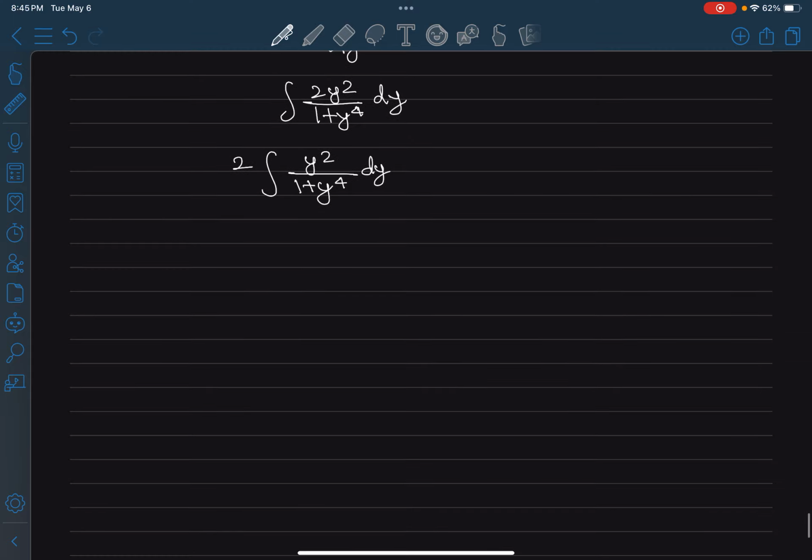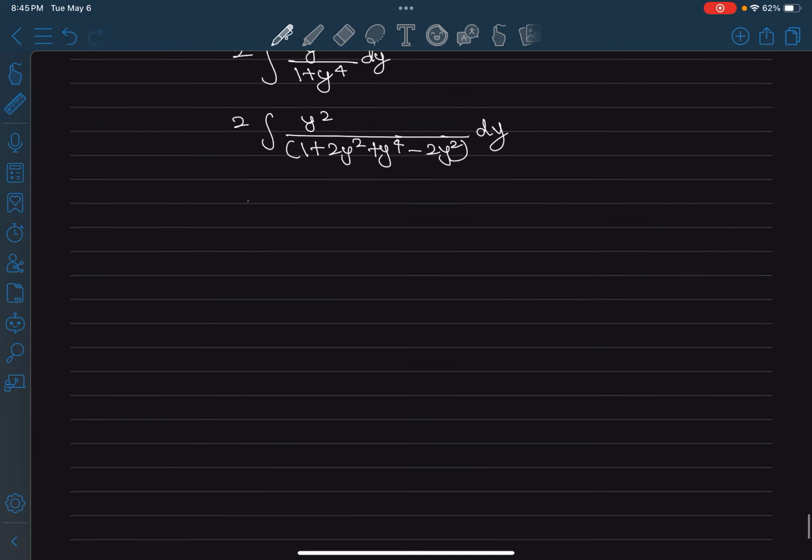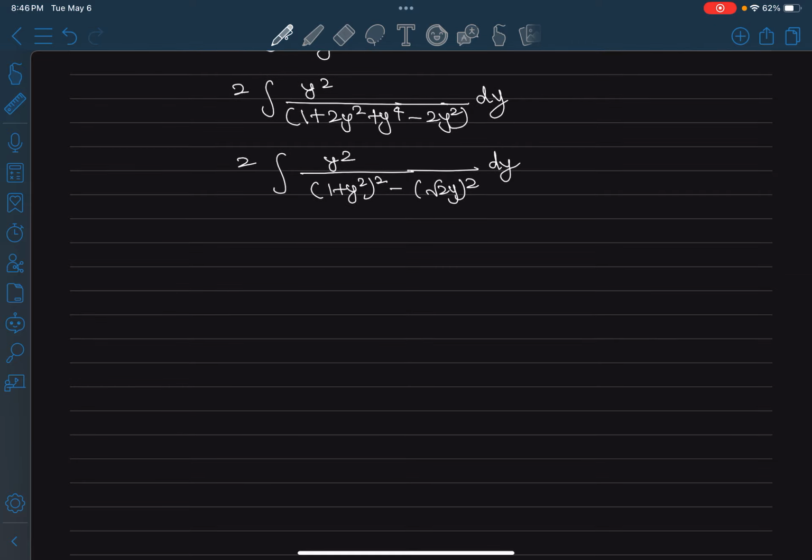So how do you factorize? So here's the way. To factorize it, you basically introduce 2y squared to complete the square, and also introduce negative 2y squared, right? After that, this becomes 2 times the integral of y squared. Now this is 1 plus y squared, whole squared, minus root 2y whole squared, dy, right? After this, this will simplify to y squared, and then 1 minus root 2y plus y squared, 1 plus root 2y plus y squared, right?